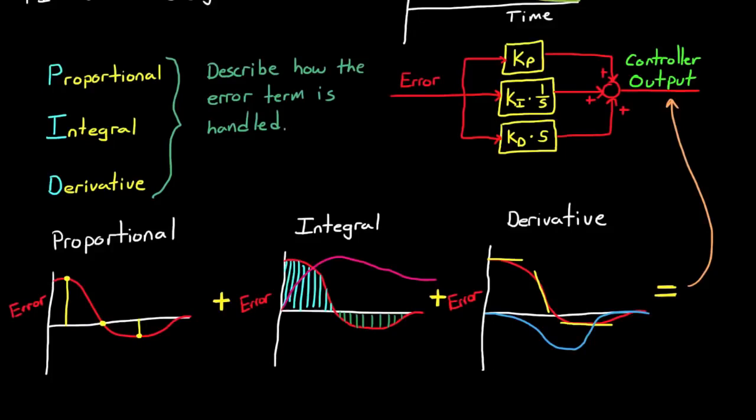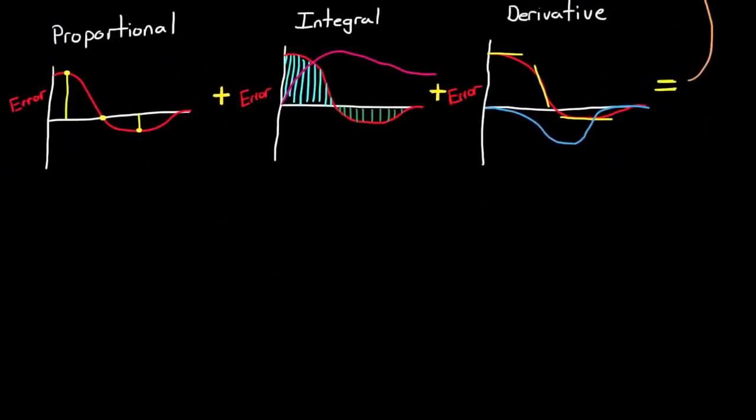You can remove a path completely by setting its associated gain to 0. When you do this, you generally refer to the controller with the letters of the path that are left. For example, you can have a proportional integral controller, or PI, if you set Kd to 0, and just a P controller if Kd and Ki are both 0.